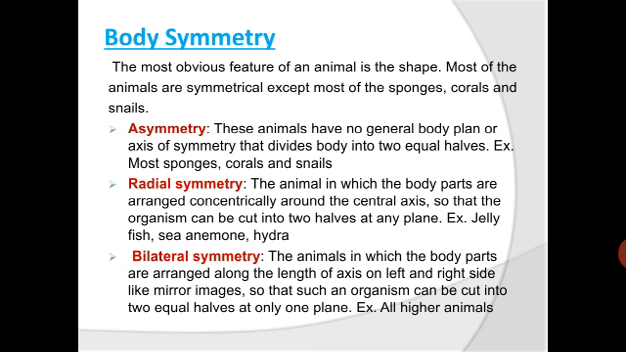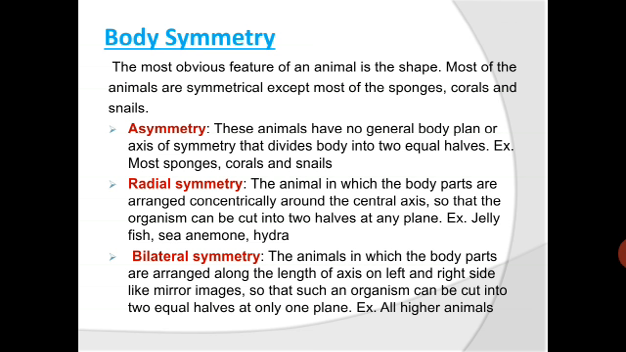Bilateral symmetry, here the animals in which the body parts are arranged along the length of the axis on left and right side like mirror images so that such an organism can be cut into two equal halves at only one plane. Bilateral means what? Here the organism can be cut in only one plane passing through the center and can be cut into two equal parts. So it is called bilateral symmetry. Students, remember these are all important questions from 1 mark and 2 marks point of view. So please read this.